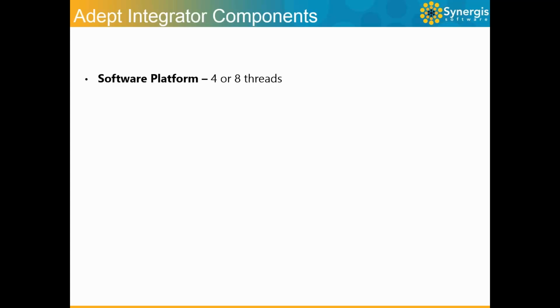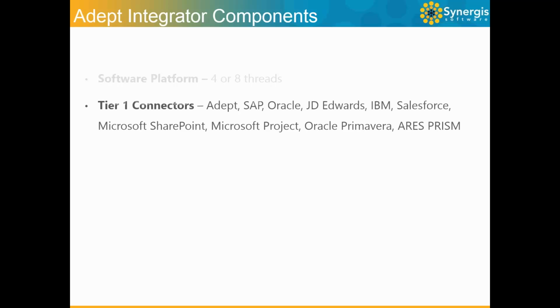So what are the Adept Integrator components? We start off with the Adept Integrator software platform. That's the foundational piece. You've got to have that if you want Adept Integrator. You would purchase that in either a 4-thread option or an 8-thread option. It actually scales all the way up in increments of 4, and we'll come back and talk more about threads in just a moment. For most organizations, you'd only need one platform.